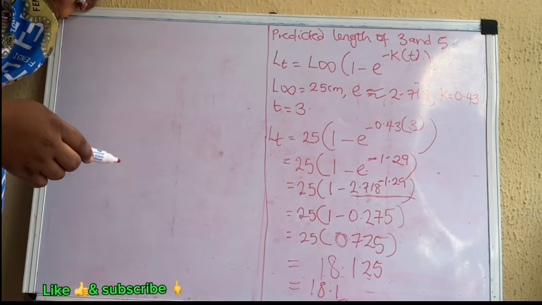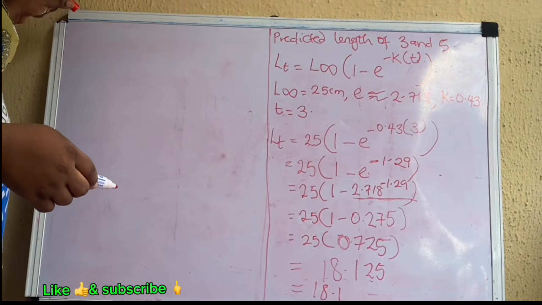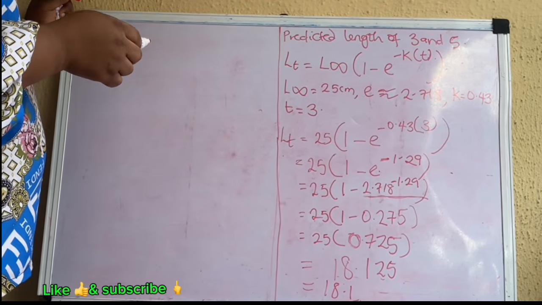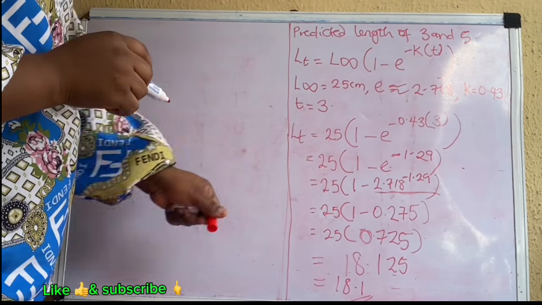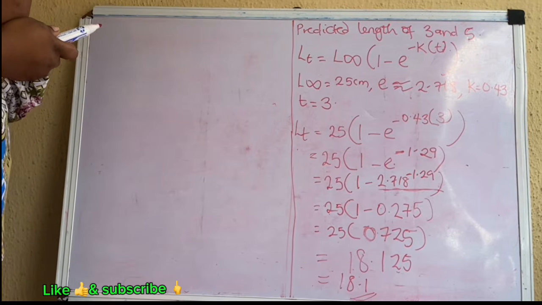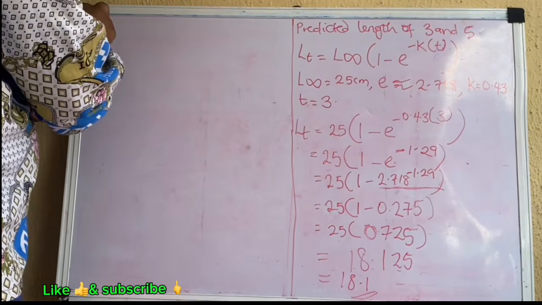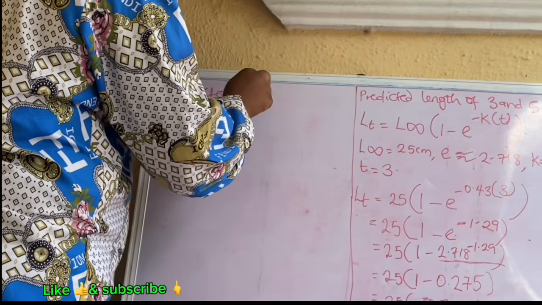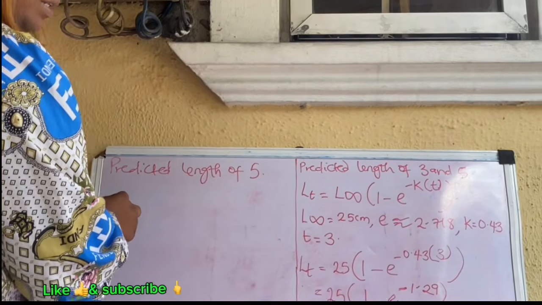If you look at our data set, you see that it is within the length that was given from the data set. The range is within the length given. Even if it will be far, it shouldn't be much. Then for predicted length of 5.